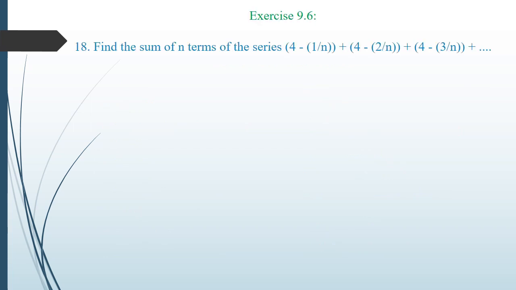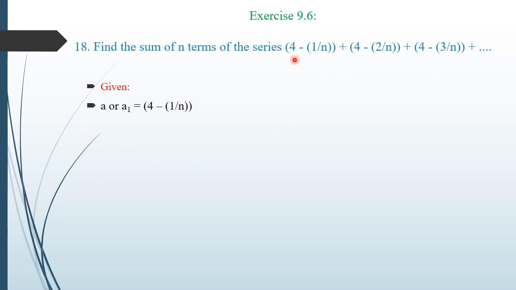Coming to the next question, question number 18, which is given as: find the sum of n terms of this series. This is one particular series for which we have to find the sum generally in terms of n, so that if we substitute the n value, we will directly get the sum of that number of terms of this AP. Let us see how we can do that. First, I'll note down the given data.